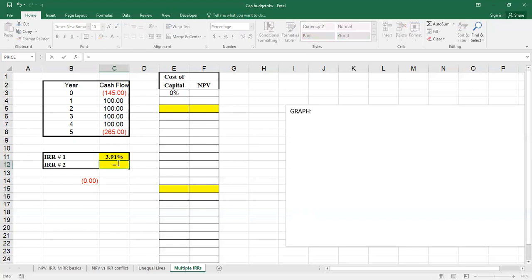IRR ulit, okay, values, ito na naman, no? And then dito na papasok yung guess. So guess, lagyan natin ng higher than 3.91, kunyari 10%. Ay, mali, sorry. IRR pala ito. Okay. Put a guess. Wala pa rin, no? 3.91 pa rin. So taasan natin ng konti. Taasan natin, gawin natin 20%. Ayun. Yun na. Kuha mo, Angela.